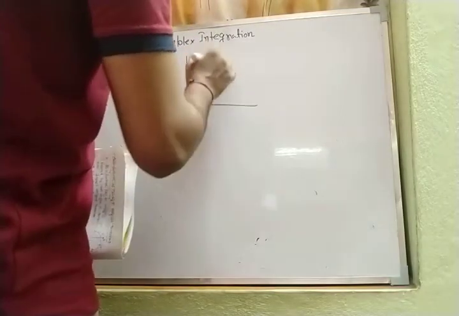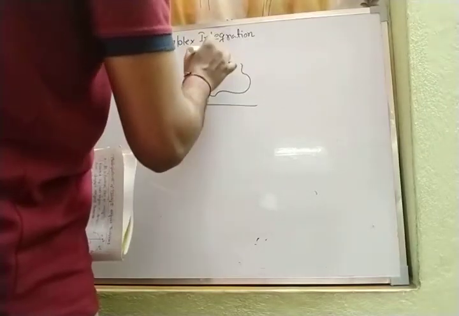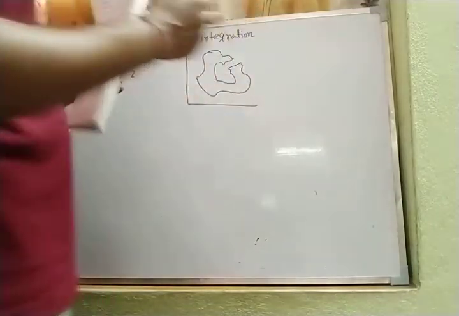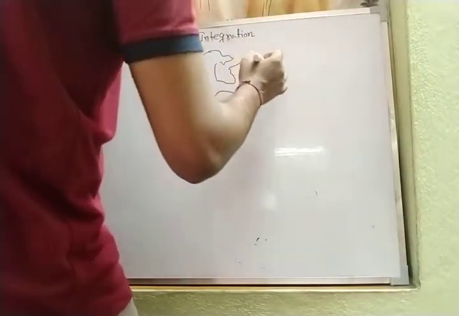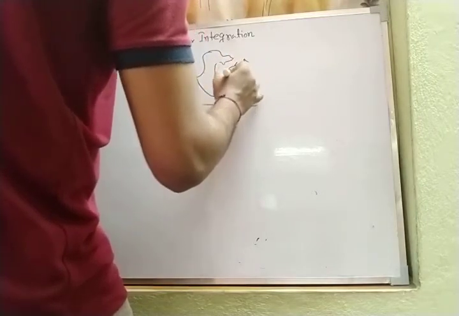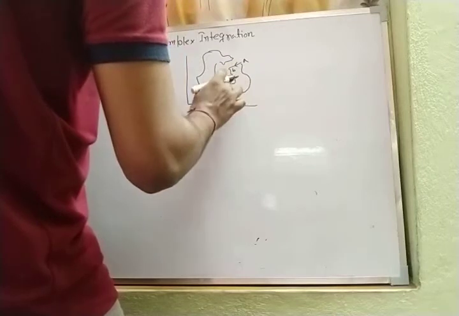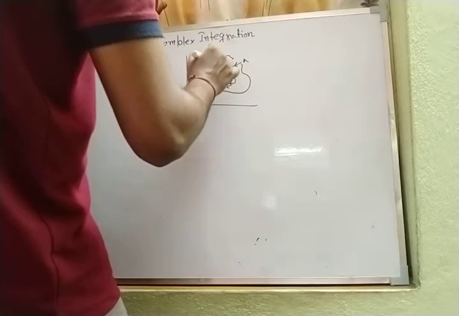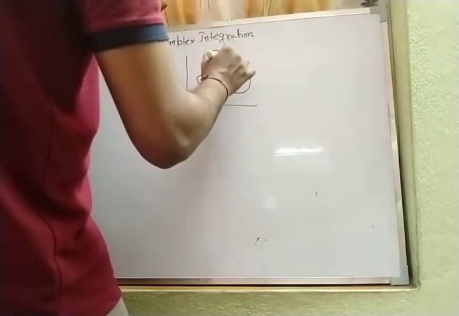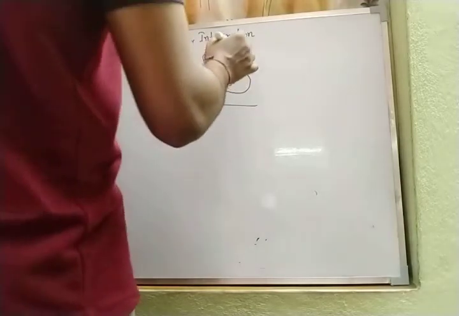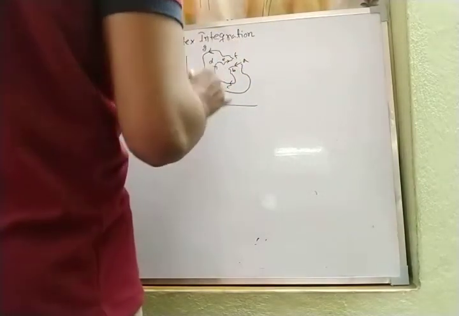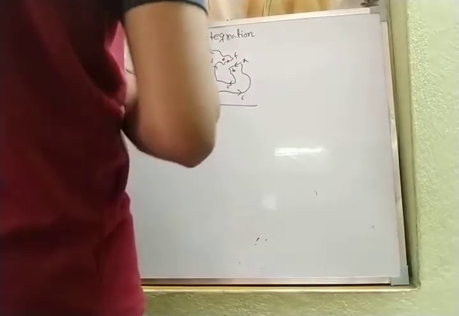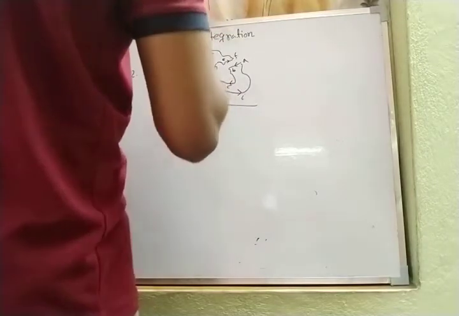If a region is such that this, okay, A, B, C, D, and it is E, F, and then it is G, H, I. So two regions are here.